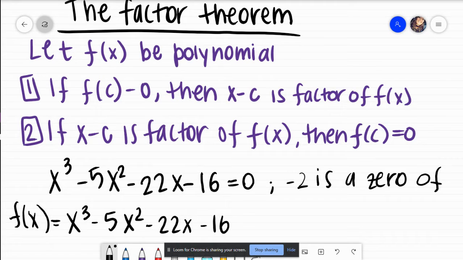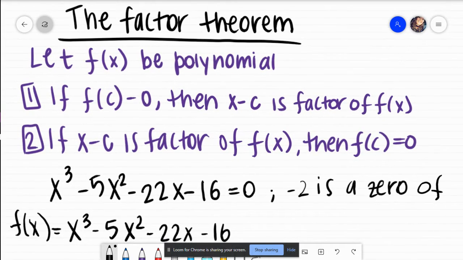So let me actually read this. The factor theorem: let f of x be a polynomial, and then the first fact that we have is if f of c equals 0, then x minus c is a factor of f of x. I wonder if that should be an equal sign. If f of c equals 0, yes, I must have just written that wrong, I'm sorry. Then x minus c is a factor of f of x.